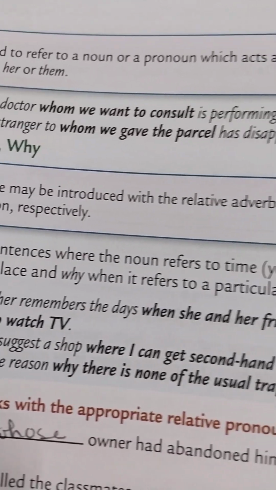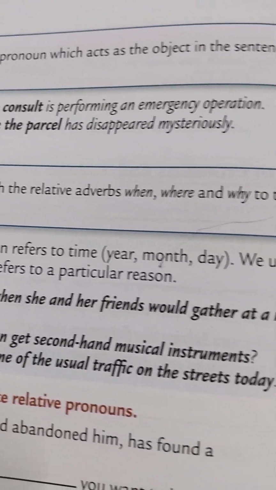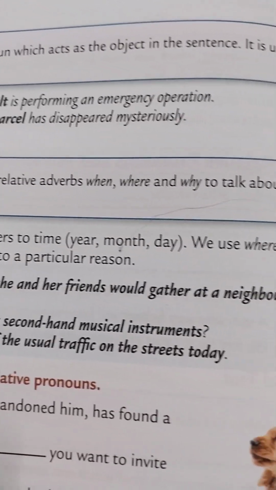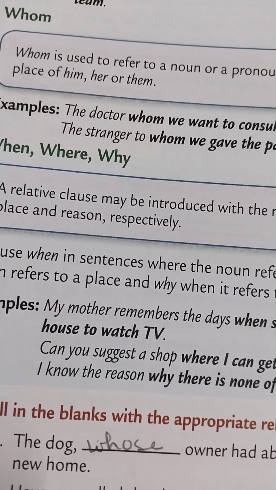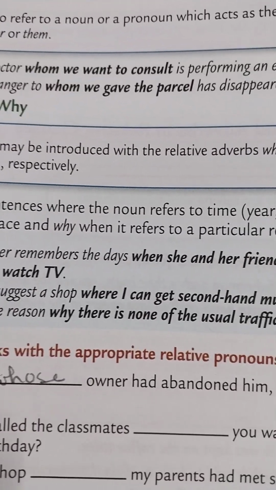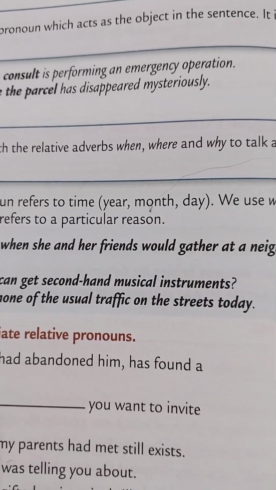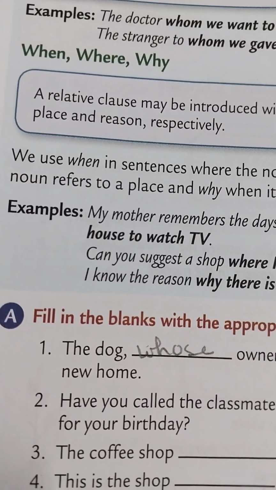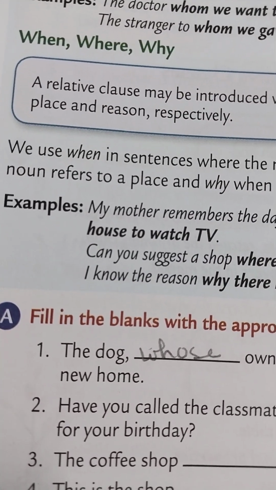Now we will study the use of the relative pronoun whom. Whom is used to refer to a noun or a pronoun which acts as the object in the sentence. It is used in place of him, her, or them. For example, the doctor whom we want to consult is performing an emergency operation. Now we will study the use of when, where and why.